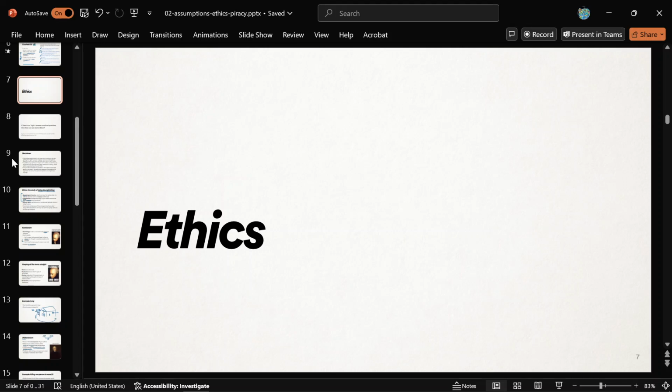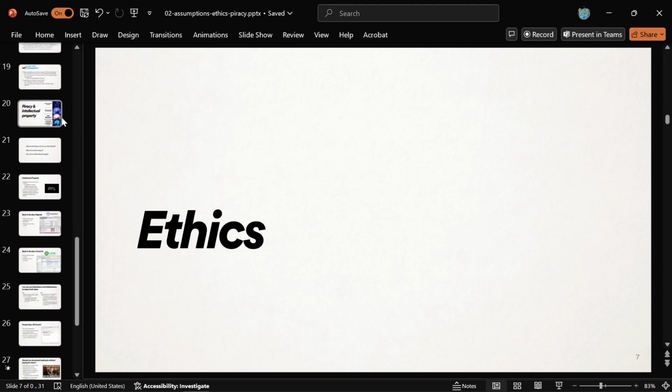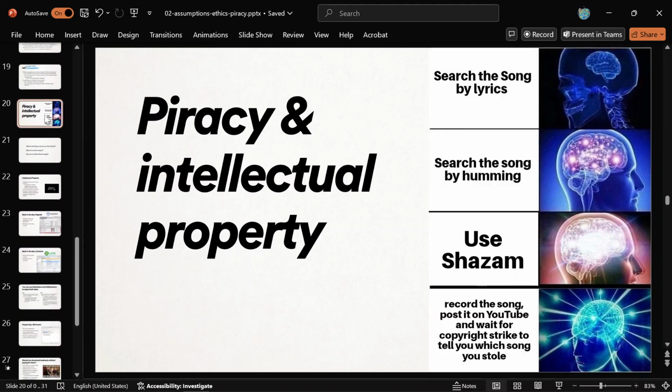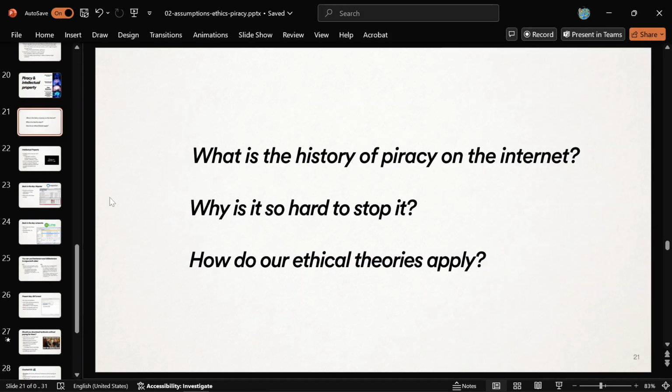All right, so I'd like to apply them to something potentially near and dear to our hearts, a computer science topic for sure. Let's talk about piracy, stealing stuff on the internet. And also, let's talk about intellectual property, because it's the backbone of piracy. You're stealing somebody's intellectual property. That's the word we need to learn if we haven't heard of it. All right, so what I'll try to do for this little subsection of the day is give you some history of piracy on the internet, people stealing stuff.